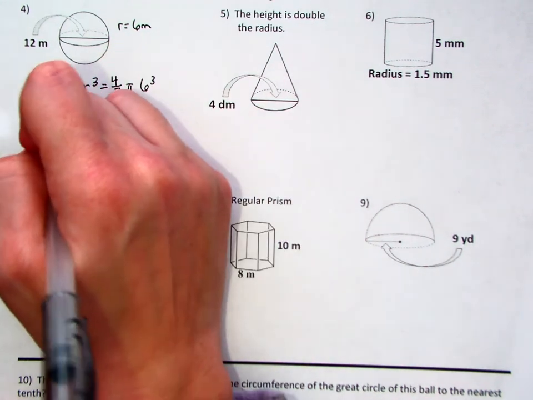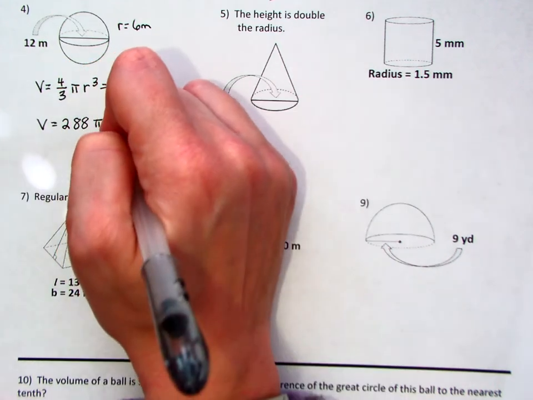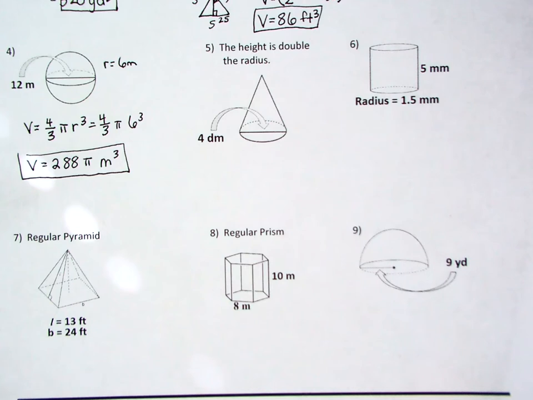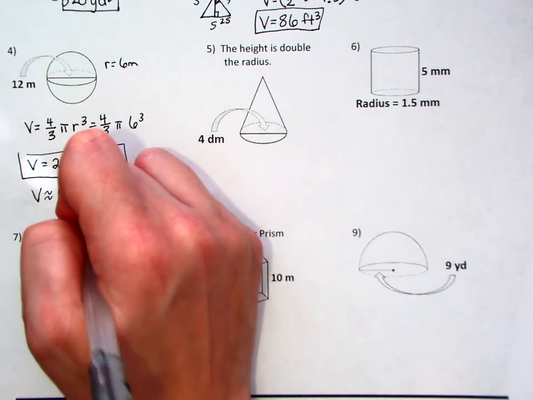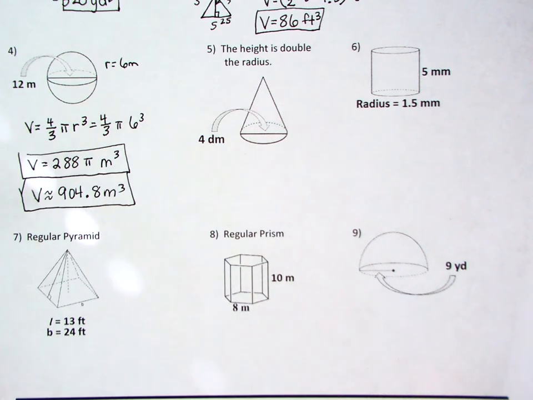When you do, the volume is going to be 288 pi, which would be meters cubed. Or, if you're not going exact, if you're going for the decimal, the volume is approximately 904.8 meters cubed if you're going for the approximate value.